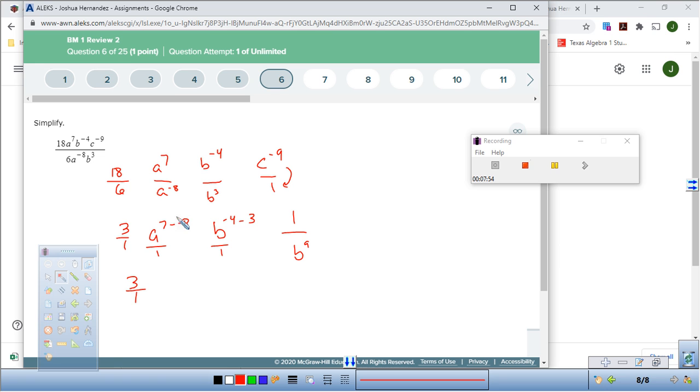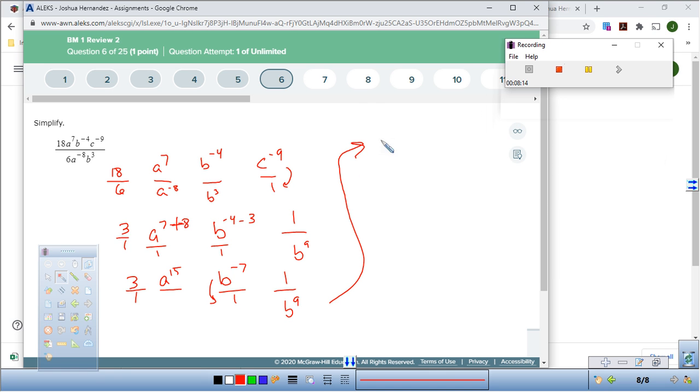This would be a to the 15. This would be b to the -7. This one's already on the bottom. This part right here, fix that part, and that goes to the bottom too. I'm going to come up here if you don't mind. 3 over 1, a to the 15. This next one becomes b to the 7th, 1 over b to the 9th. And that's it. Just clean it up.